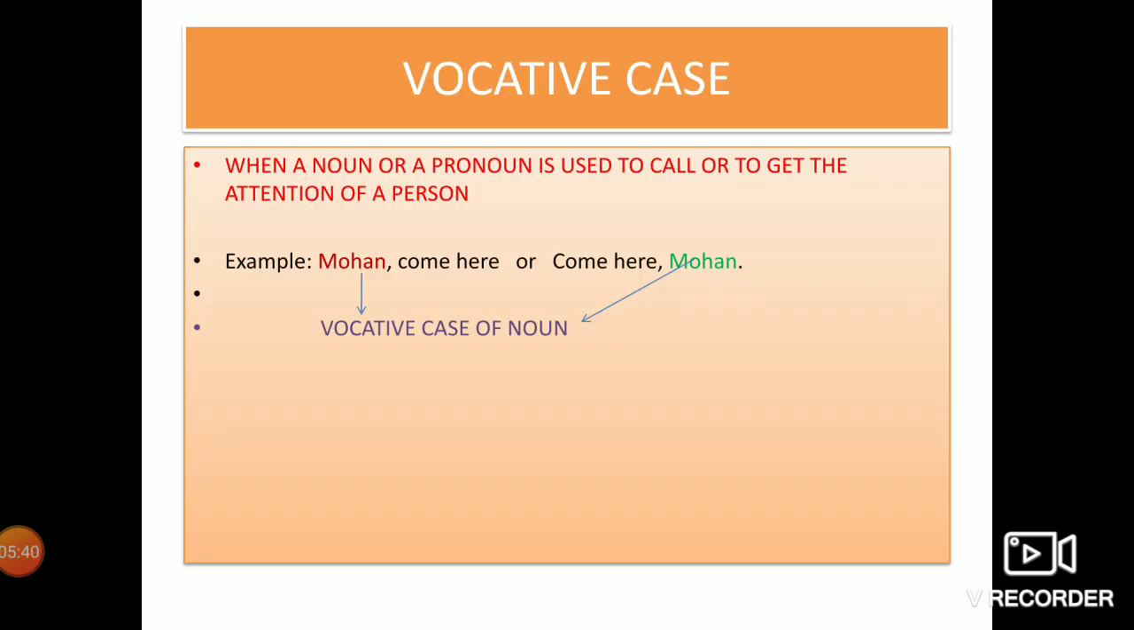Vocative case. When a noun or a pronoun is used to call or to get the attention of a person. In other words, we can say that when a person or thing is being addressed in a sentence, then that person or thing is in vocative case. For example, Mohan, come here, or come here, Mohan. Here, Mohan is being addressed. So it is in vocative case of a noun.